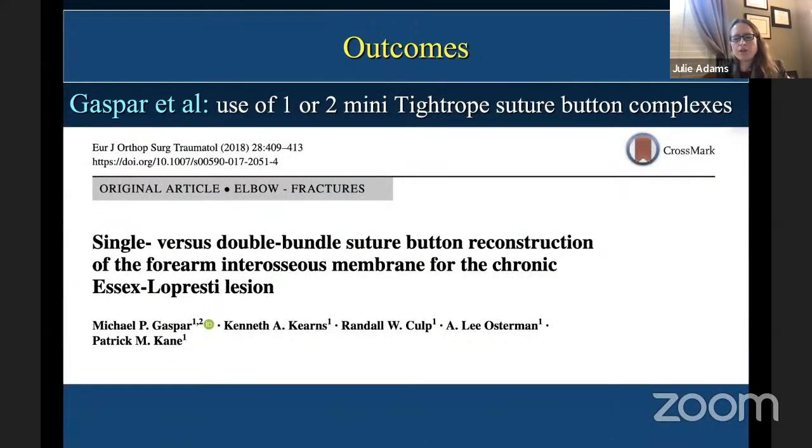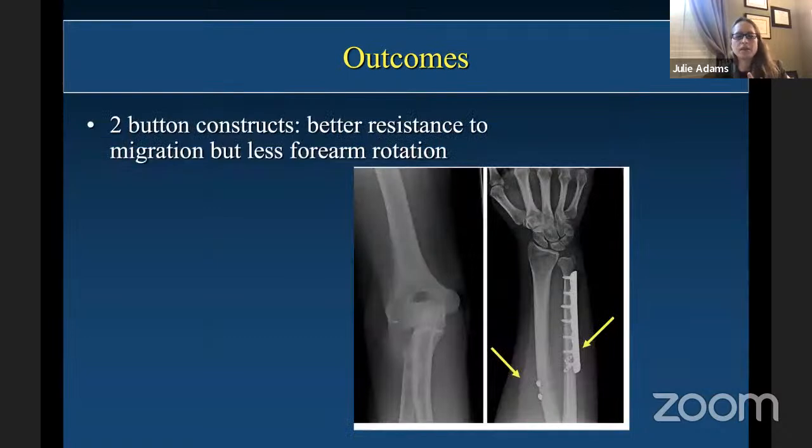One of the newer ideas is using 1 versus 2 tightrope devices. If one's good, 2 must be better. Again, when we think about the interosseous membrane and dealing with these patients, trying to restore longitudinal stability to the forearm can be quite challenging. And so you think about, can I put 2 and have 2 points of fixation? If you look at that, the 2-button construct has better resistance to migration. But again, you worry about forearm rotation here.